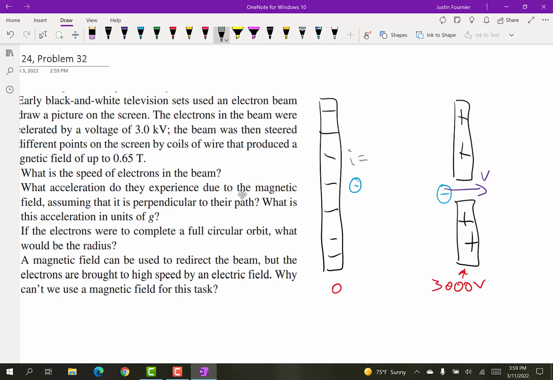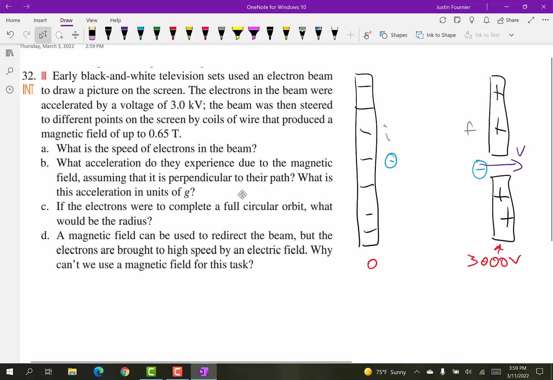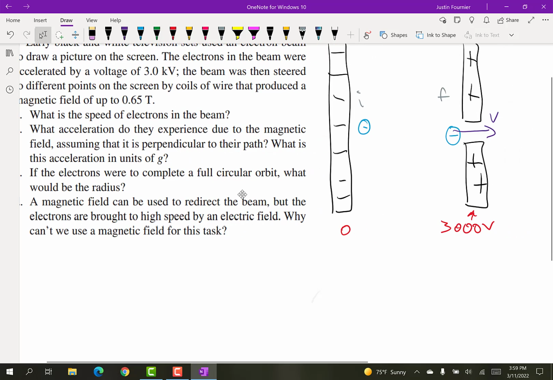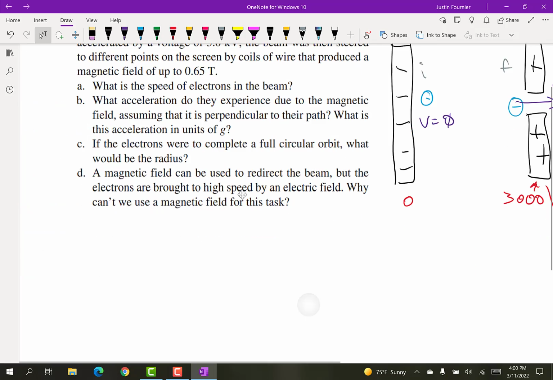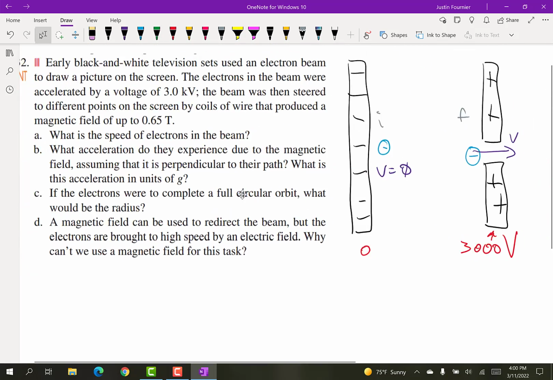And then here's our final moment. All right. So it says, what's the speed of the electron? So what I wanted to say is that the velocity here is equal to 0. Careful, velocity is small v, voltage is big V. Sorry, I'll try and make this V a little bigger. There you go. So I'm thinking I can use the conservation of energy here.